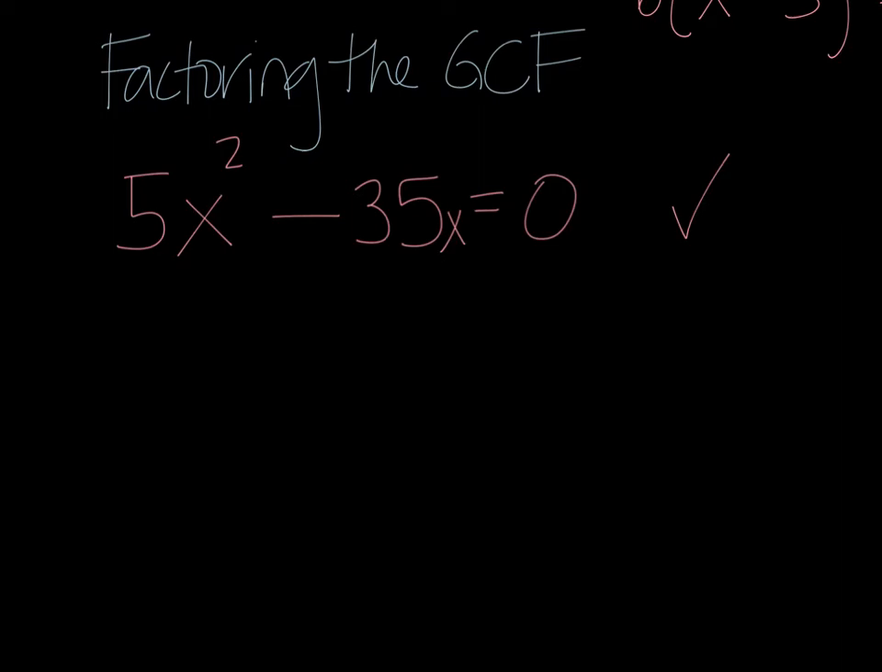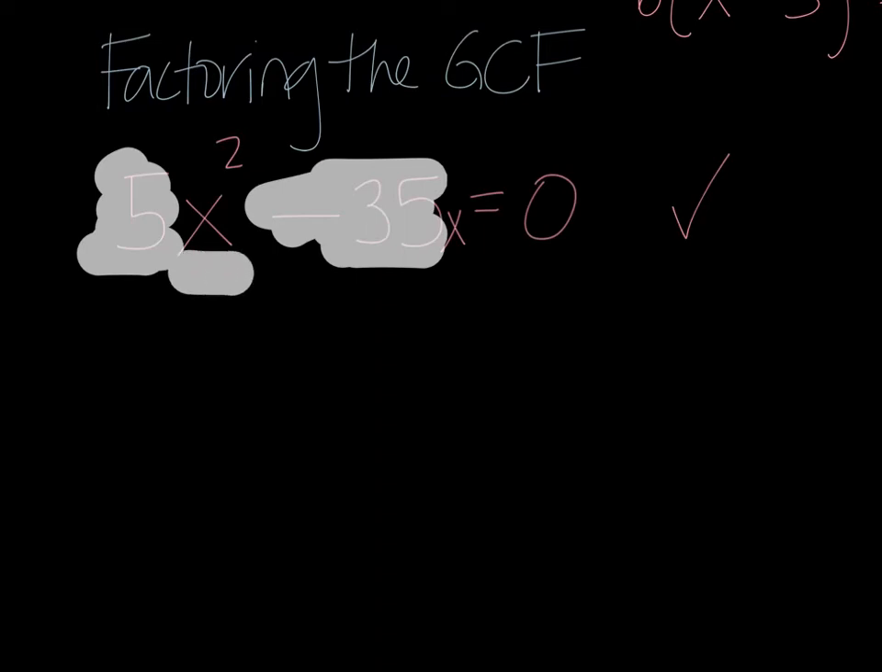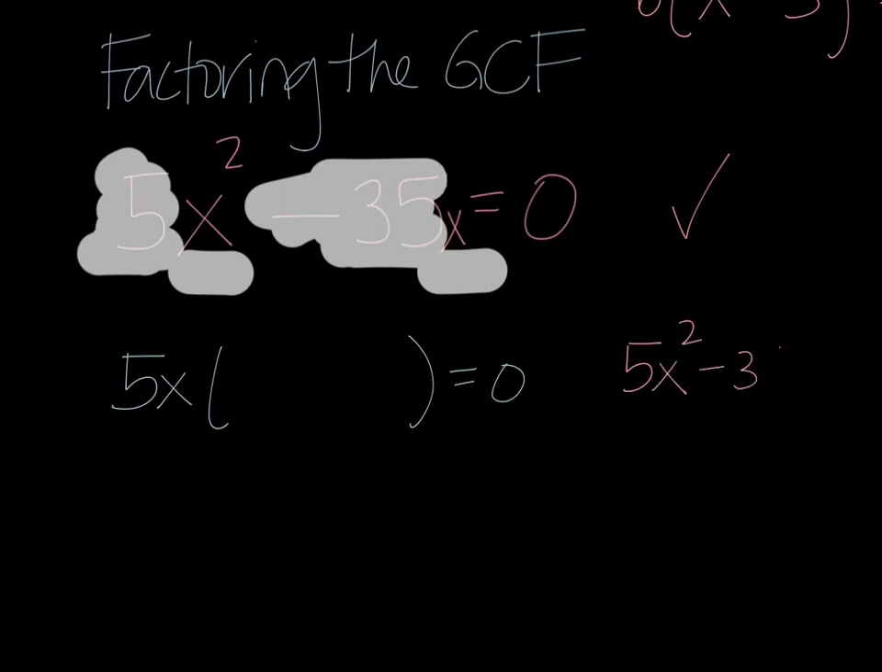So if you look, they both have a 5 kind of in common. 5 goes into 5 and -35. The other thing they have in common is they both have an x. So what we're going to do is divide out a 5 and an x. Now some of you guys can kind of do this in your head. If you have trouble with this, what you're going to do is just on the side, write a little 5x squared minus 35x. And we are going to divide both by 5x so we can see what's left.